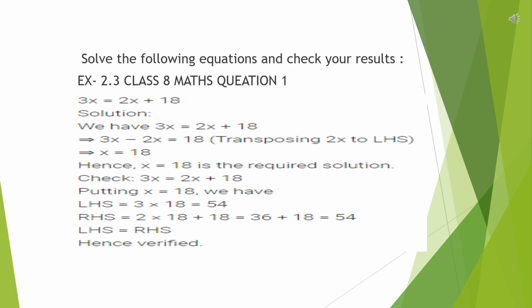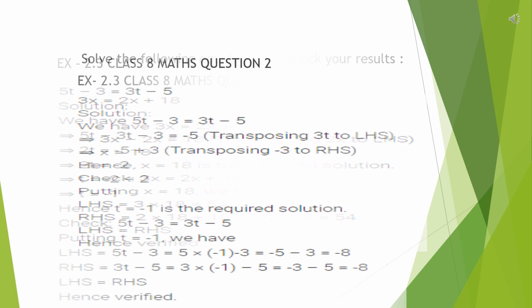Now in the RHS, we have 2x plus 18. Now we put the value of x, that is 18. After putting the value, we will get 2 into 18 plus 18. 2 into 18 is equal to 36, and 36 plus 18 is equal to 54. Hence, LHS equals RHS. Therefore, the solution is verified.